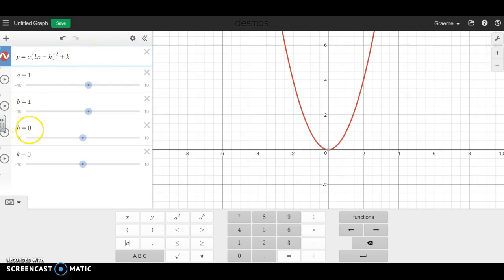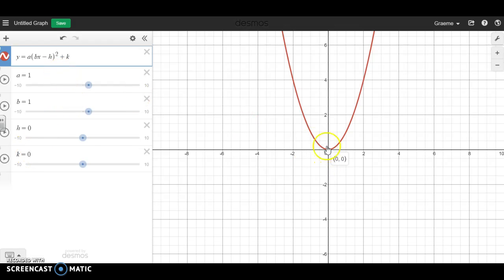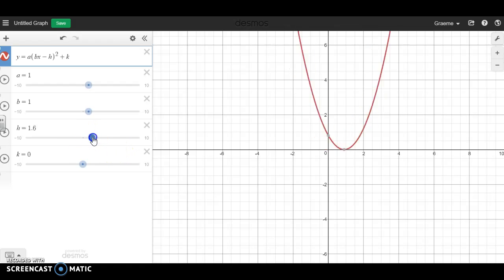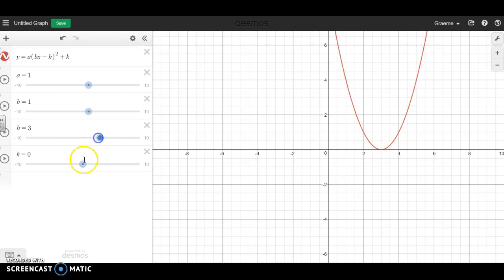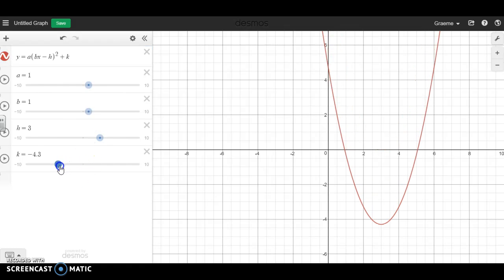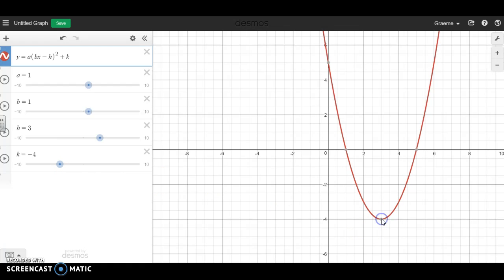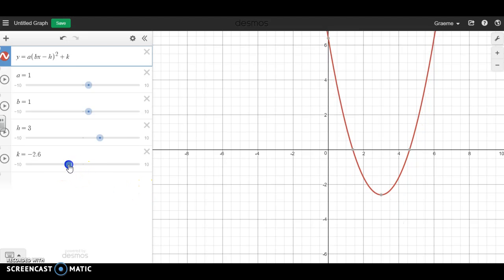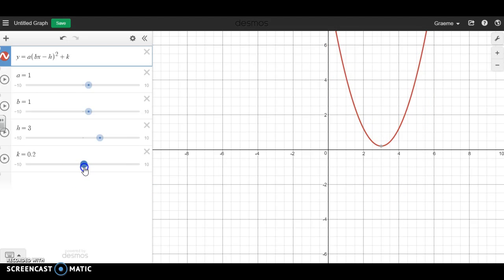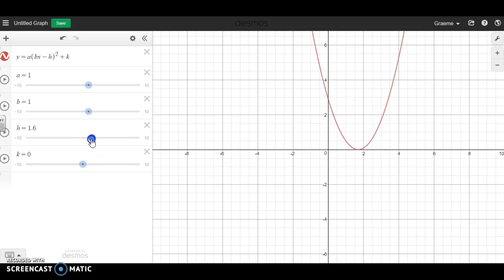So right now I have h set to 0, k set to 0, so the vertex is 0, 0. And as we looked at before, as I change that vertex, let's go 3, negative 4. The vertex is at 3, negative 4. But hopefully you recognize that, hey, the parabola shifted. So I'm going to put this back to 0. And we're going to look at how each part shifts, or what we call transforms, the graph.